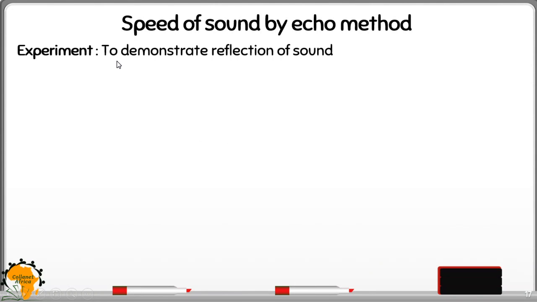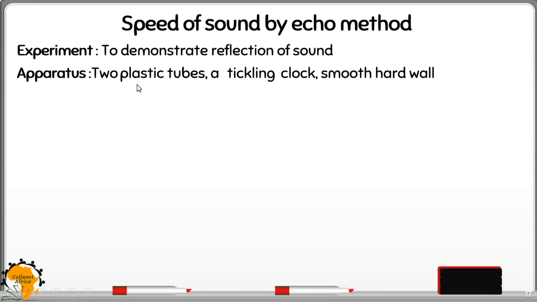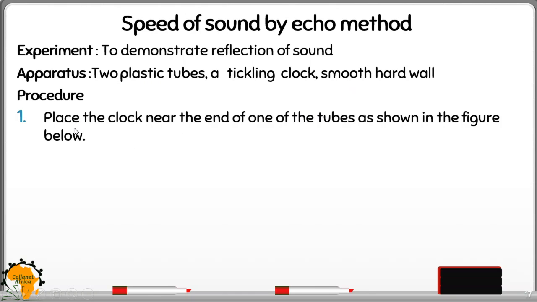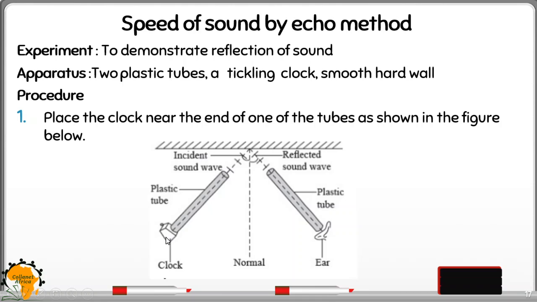Now in this experiment, we want to demonstrate reflection of sound. We have two plastic tubes, a ticking clock, and a smooth hard surface. Procedure number 1. Place the clock near the end of one of the tubes as shown below. We have the tubes. These are the empty plastic tubes. We have the clock here. The clock is producing sound. Then this is our wall.